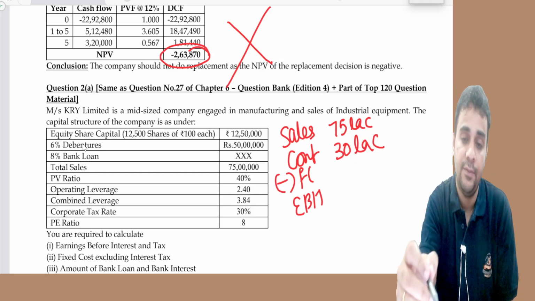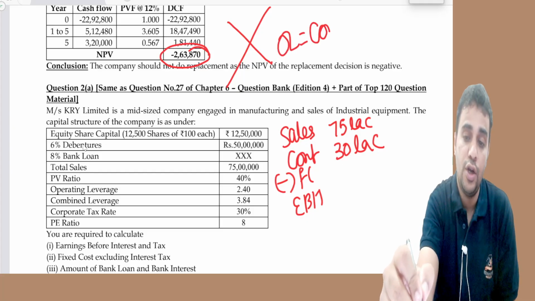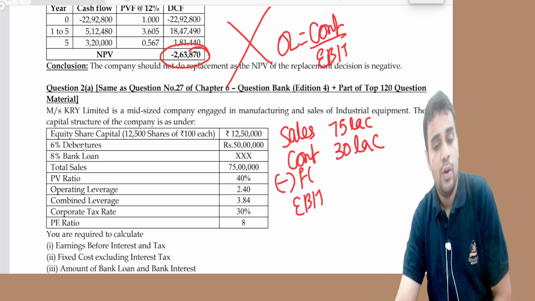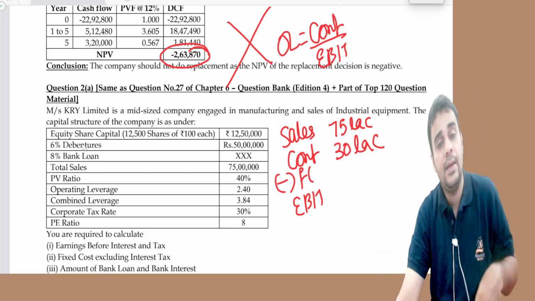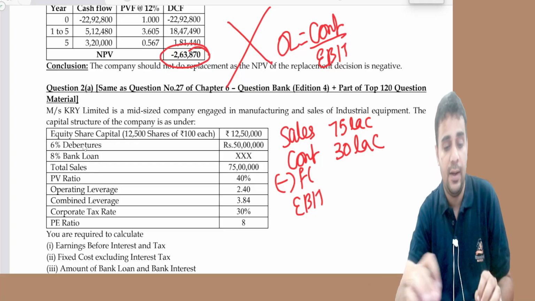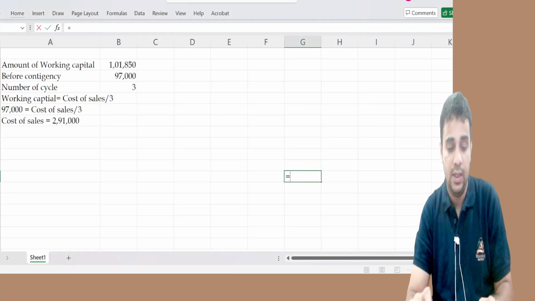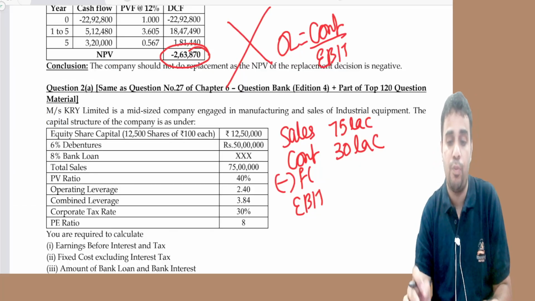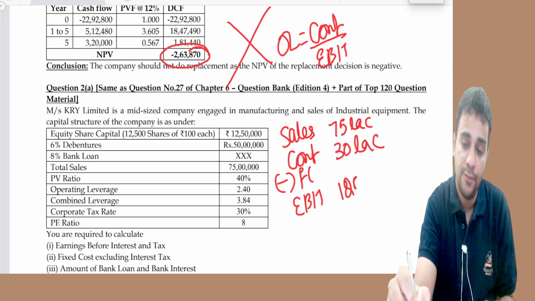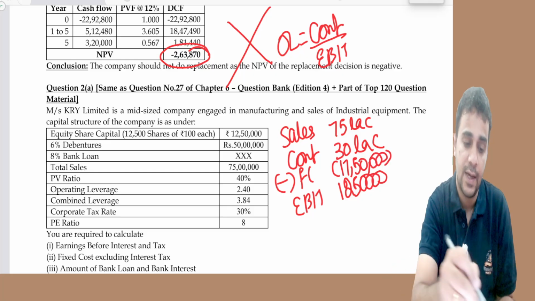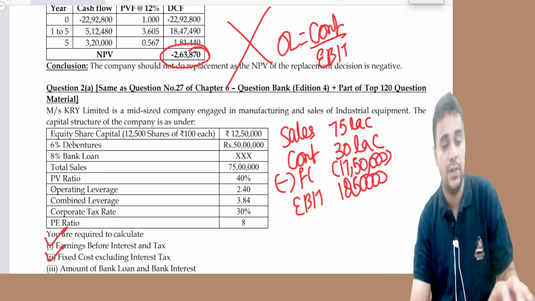What is operating leverage? Contribution by EBIT. So EBIT is technically equal to 30 lakh divided by 2.4, which is 12 lakh 50,000. Fixed cost, balancing figure, 17 lakh 50,000. These are the answers to part 1 and part 2 of the question.